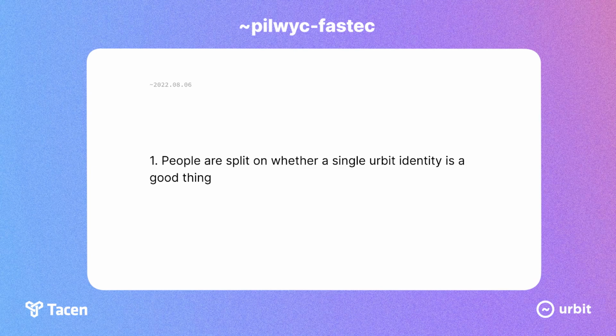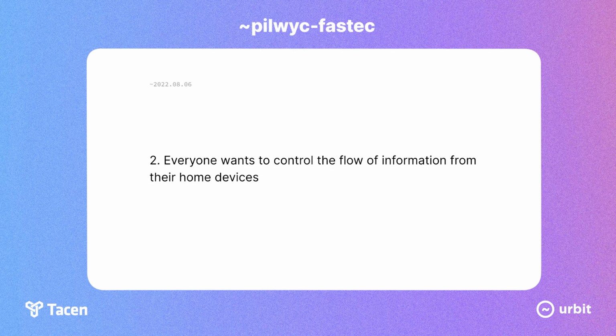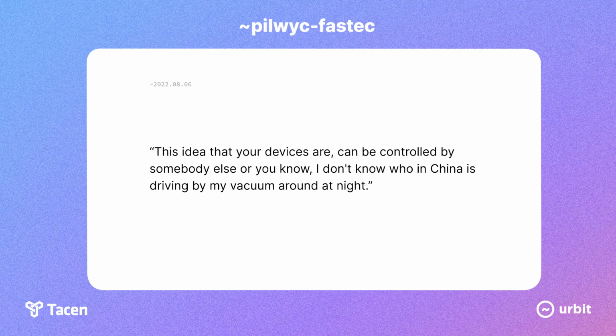And so I think age and your family situation end up being an important aspect of this. The second thing is that everyone wants to control the flow of information from their home devices. Across the board, people wanted to understand what data was coming out of them and know where it was going. I think this is very much related to a quote that is maybe appropriate for Roomba, about the idea that your devices can be controlled by someone else: I don't know, who in China is driving my vacuum around at night.